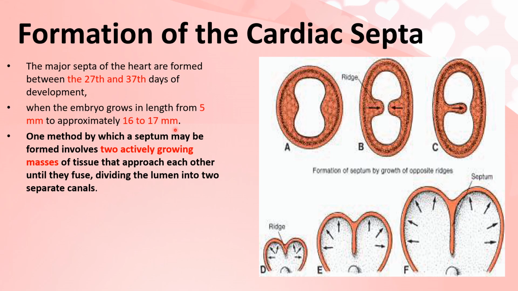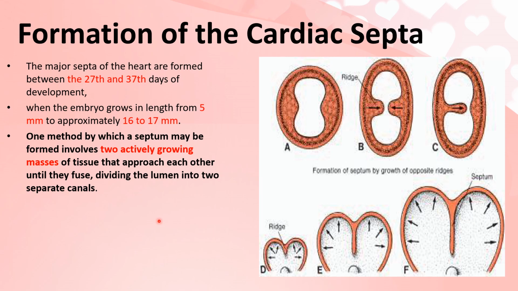There are different methods by which cardiac septa develop. One method is that two actively growing masses of tissue approach each other and fuse in the midline, and they divide the cavity into two separate cavities. Another way is that actively growing tissue from one side of the endocardium reaches the opposite side and divides the cavity into two different parts. So one method is the development of these two septa.